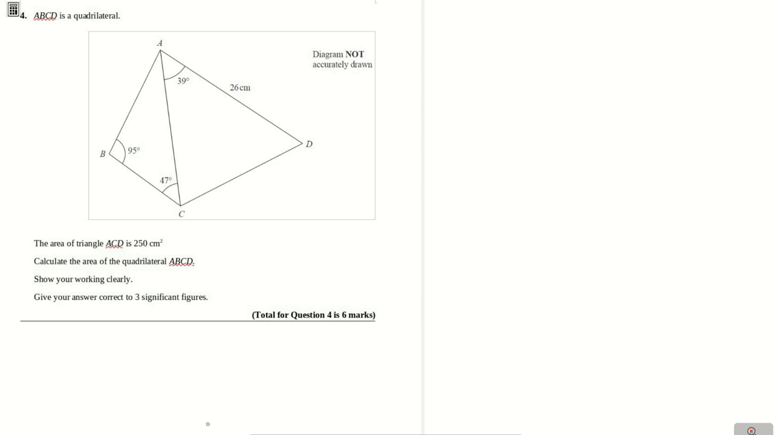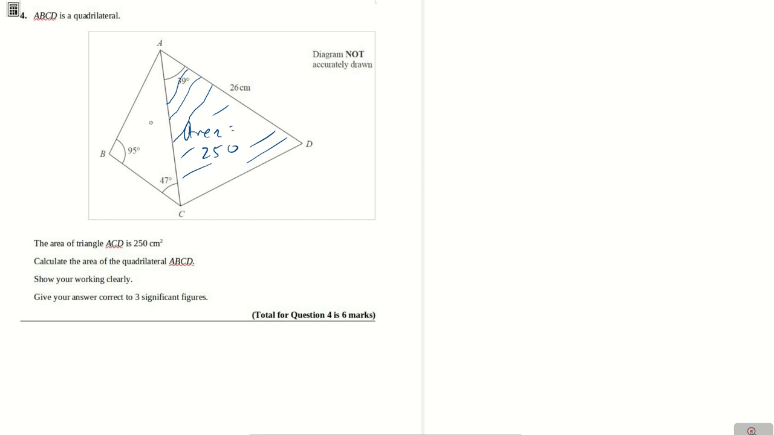Okay, so we need the area of the whole quadrilateral. Right, now it starts off by telling us that the area of triangle ACD is 250. So it tells us that the area of this one here is 250 square centimetres.